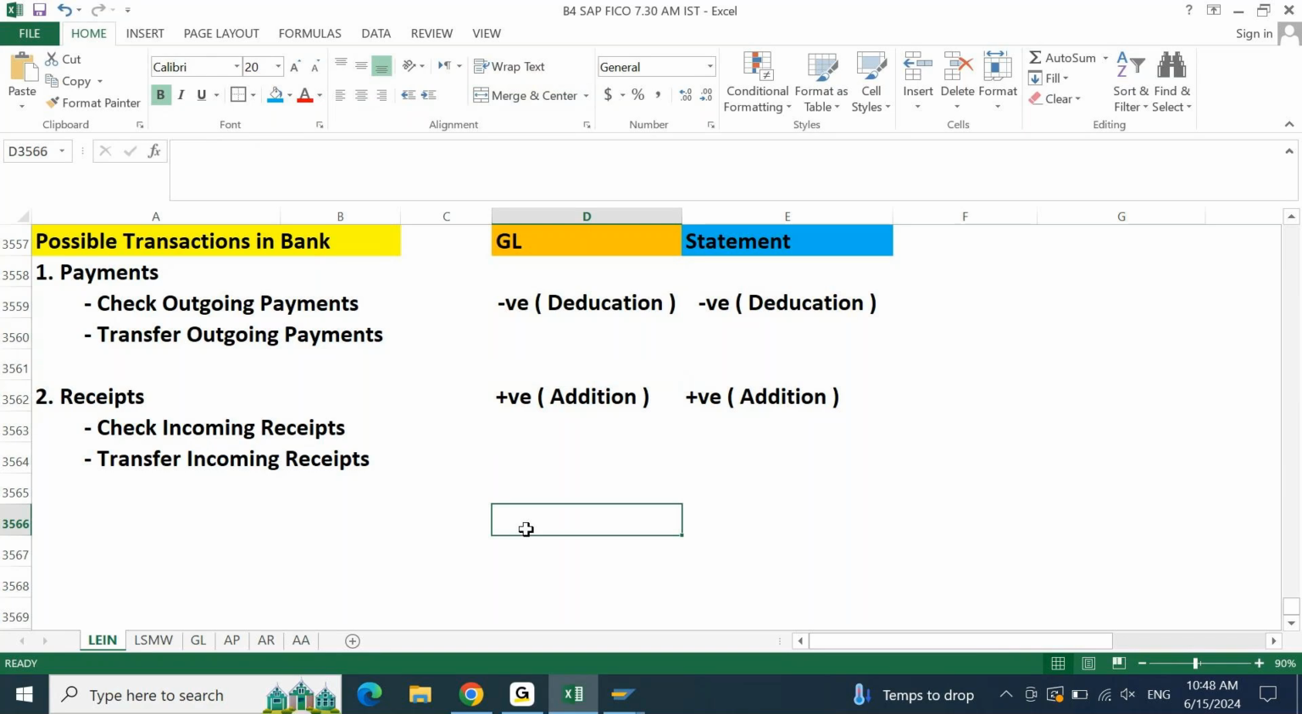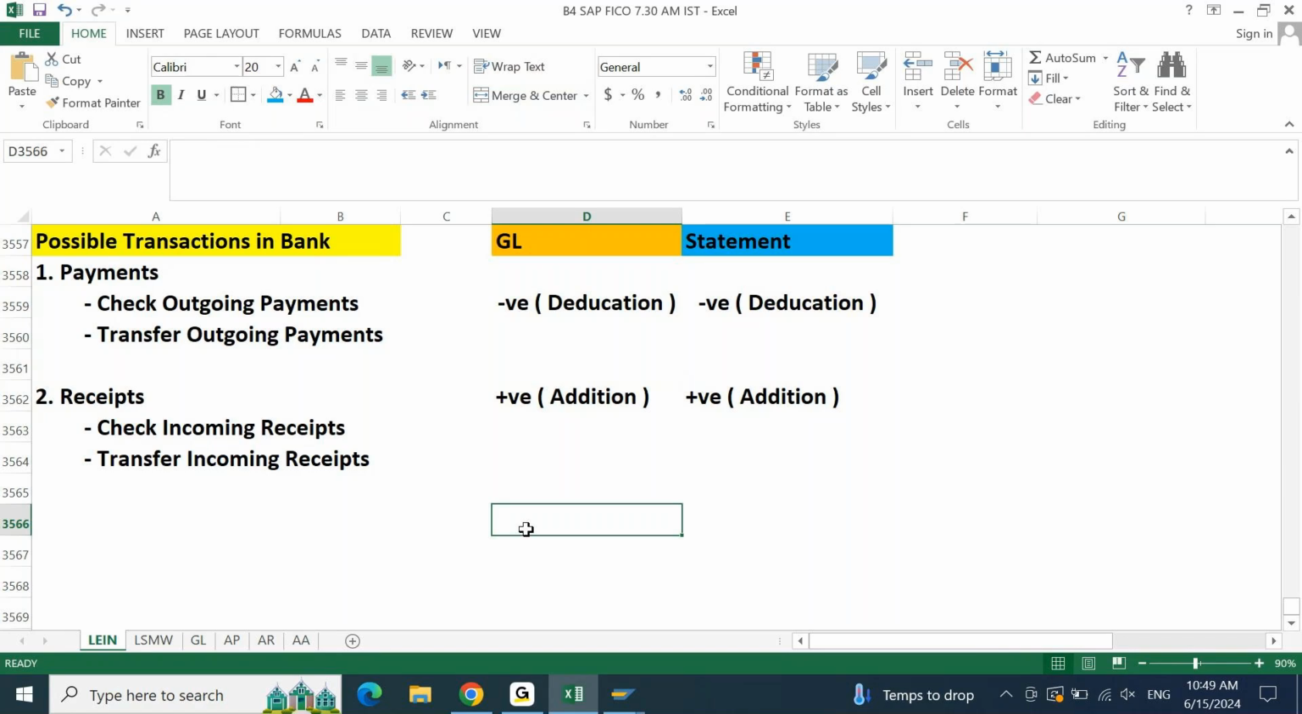BRS is something where you are finalizing or declaring your bank GL account balance with the help of the bank statement. You're all aware that at the end of every month you are supposed to prepare financial statements, which include TB, P&L, and balance sheet. For any financial statement that you are representing, there is supporting documentation. Your bank reconciliation statement is representing the bank account balance.